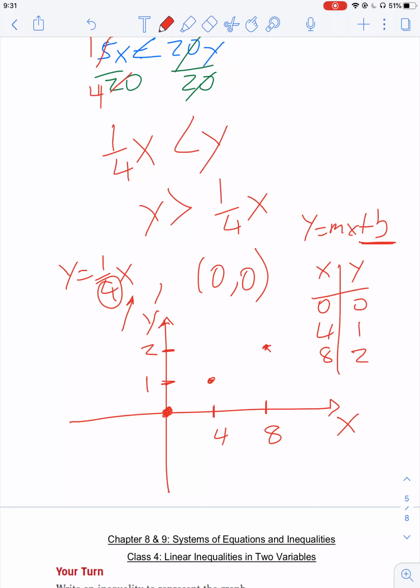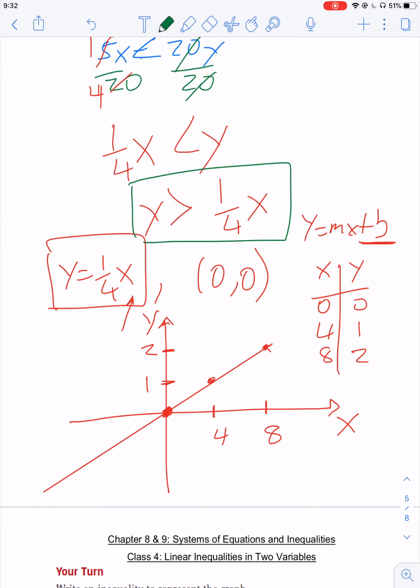Now, so this is my line, right? So if I connect these 3 dots, I'm going to have my function, this function over here. Okay, so let me just clean this up a little bit. So if I connect my dots, I'm going to have this function. But I need to actually not graph this. I need to graph this function over here. Okay. Now, because y is greater and there is no equal sign underneath, I need to make this line dotted. Okay.